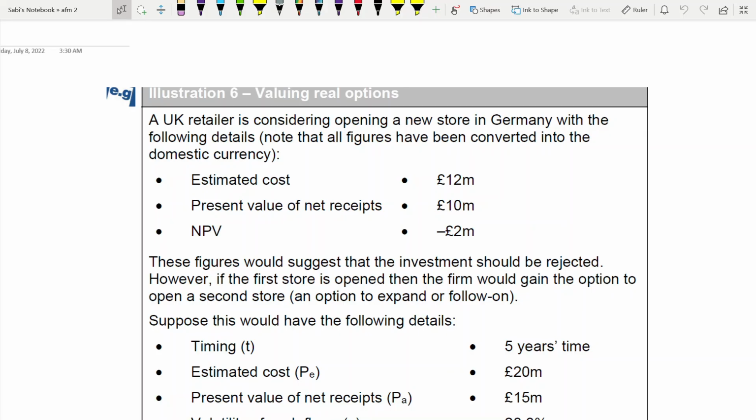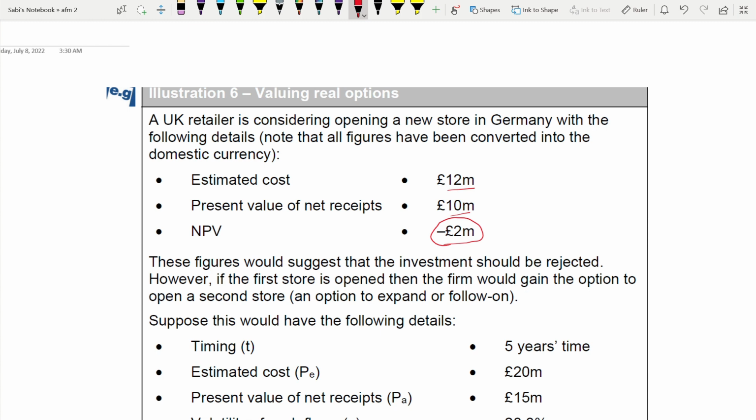Valuing real option. A UK retailer is considering opening a new store in Germany with the following details. Note that all figures have been converted into the domestic currency. So we have estimated cost 12 million, present value 10, net present value is negative. Now, if you go by the traditional net present value, you would say the project is not valuable, it is negative net present value, so reject, right?